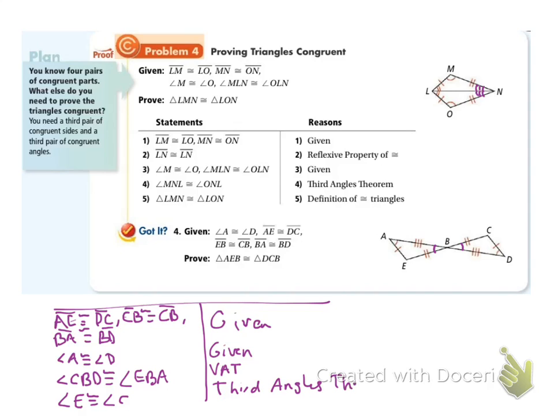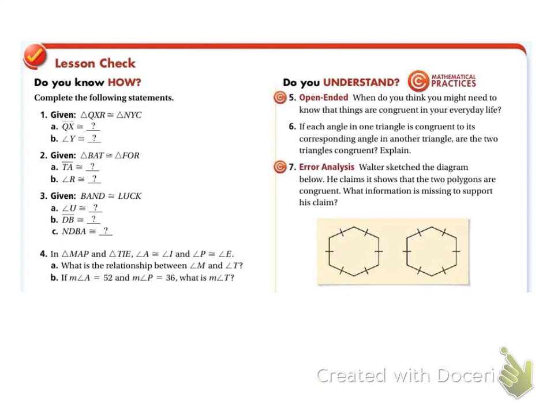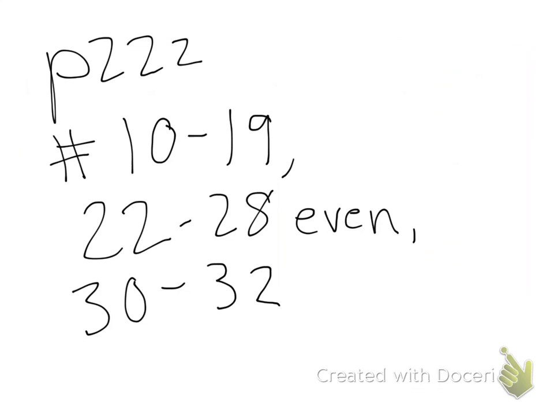And then I kind of ran out of room on here, but I can now say that triangle AEB is congruent to triangle DCB by the definition of congruent triangles. There's your homework.